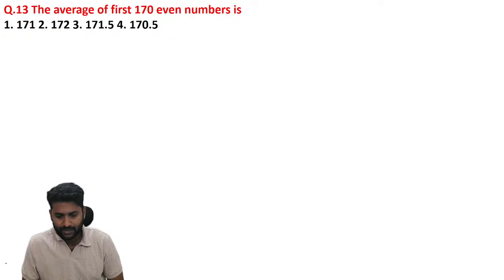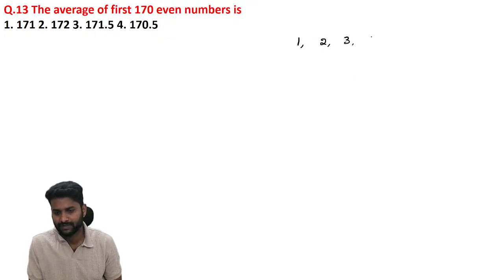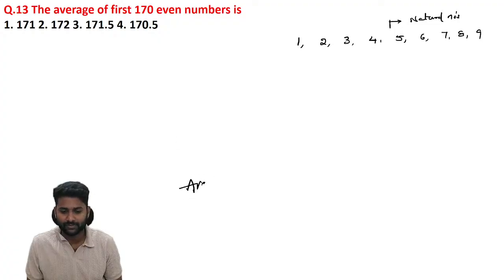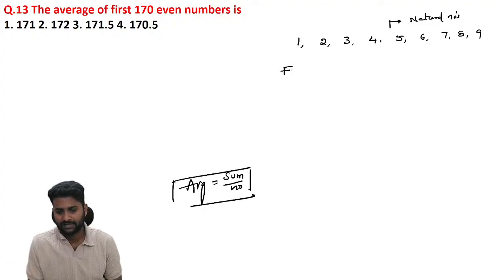Next, let's understand the numbers here. 1, 2, 3, 4, 5, 6, 7, 8, 9. And all the numbers are natural numbers. As you know the basic concept of average, average is equal to sum divided by number. Now the first one. First, even numbers we consider.